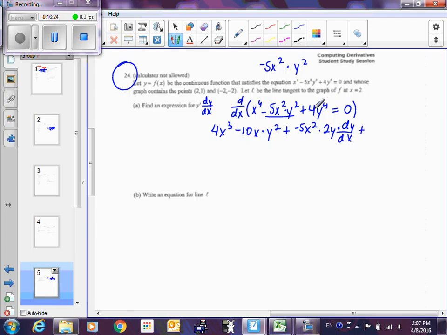Okay, and now we're going to do the derivative of 4y to the fourth. 4 times 4 is 16, y cubed. And again, that's a y term, so dy over dx. The derivative of 0 is 0.